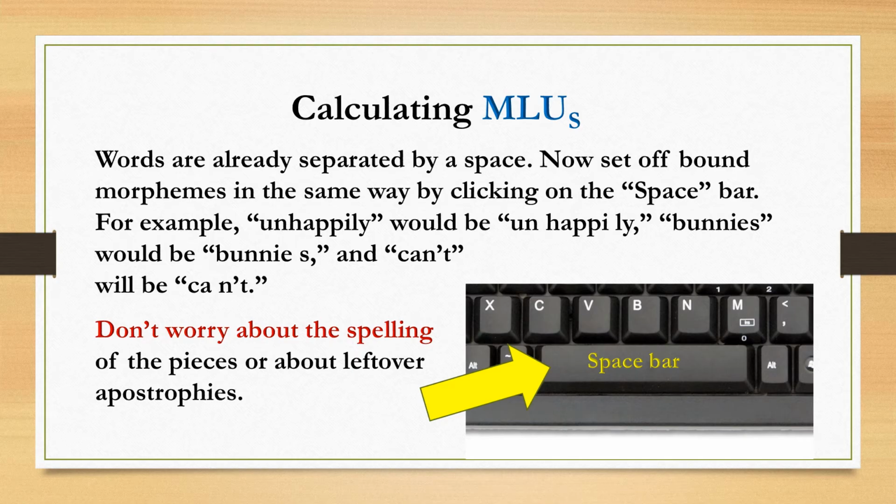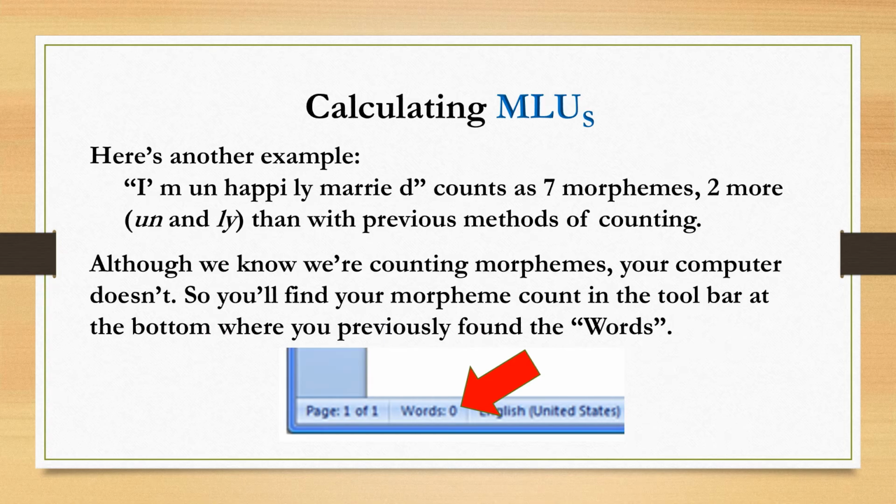To do this, go down through your sample, adding a space between each bound morpheme and the word to which it's connected. So, for example, the word bunnies becomes bunny and s or s. Don't worry about the leftover pieces. Your third grade teacher is not checking your spelling. We're simply helping the computer to count morphemes.